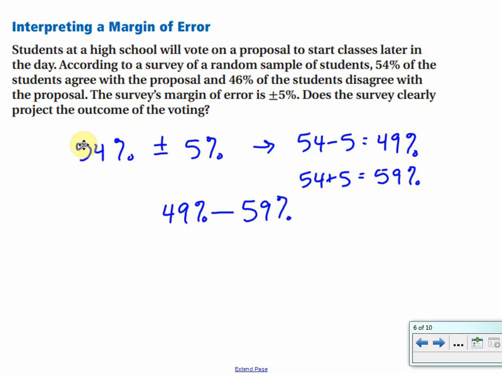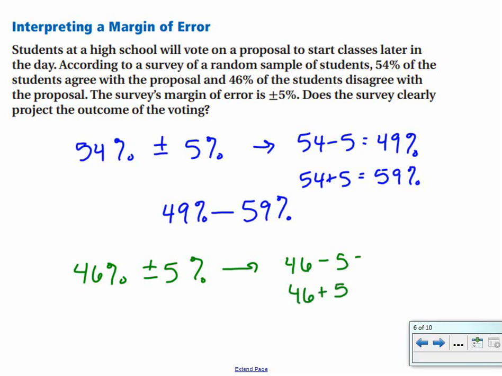Now if we do it for disagree, I have 46% plus or minus 5. 46 plus 5 and 46 minus 5. This would give me 41%, and this would give me 51%. So that means between 41% and 51% of students disagree.